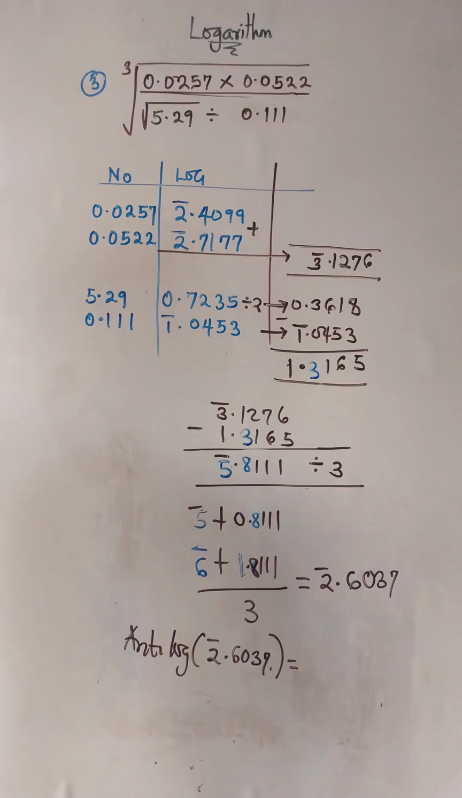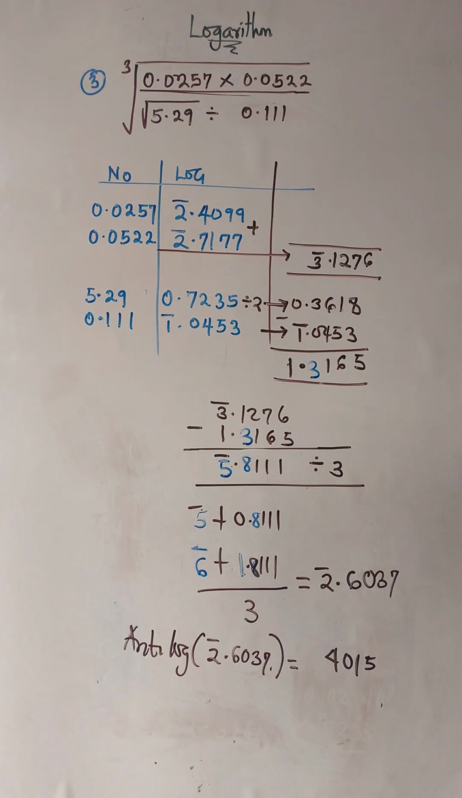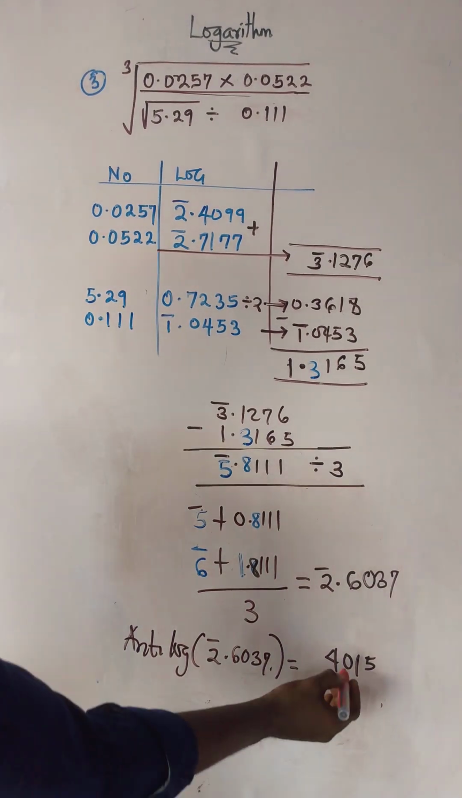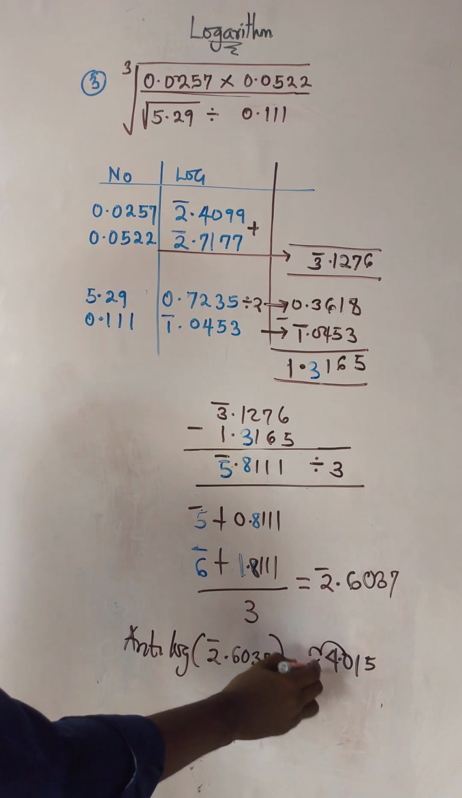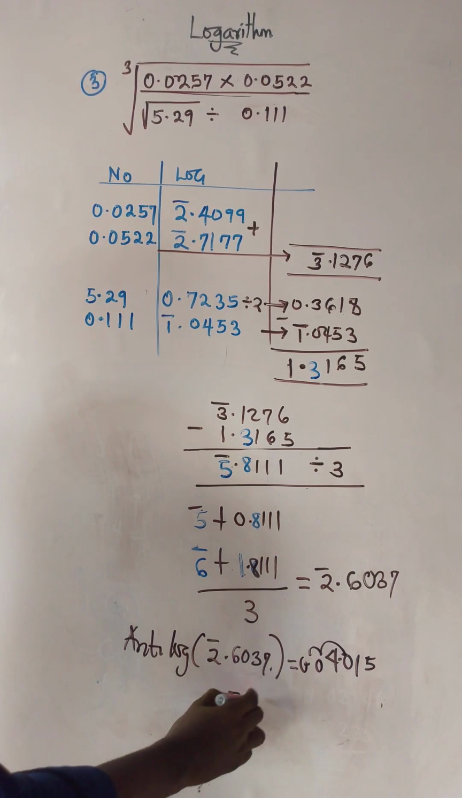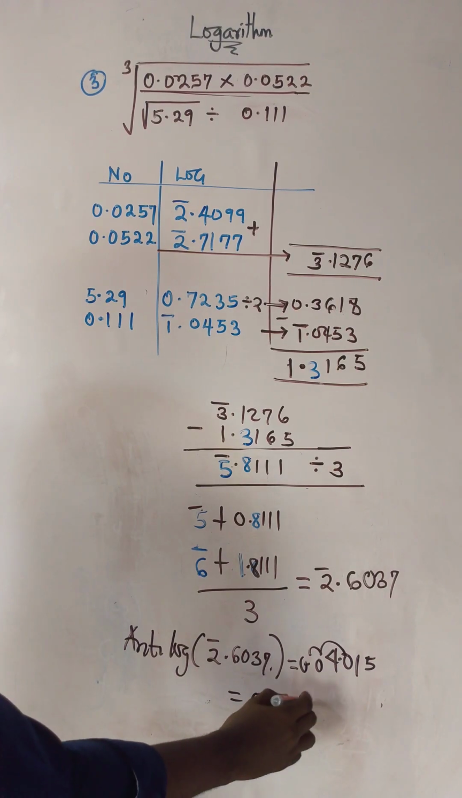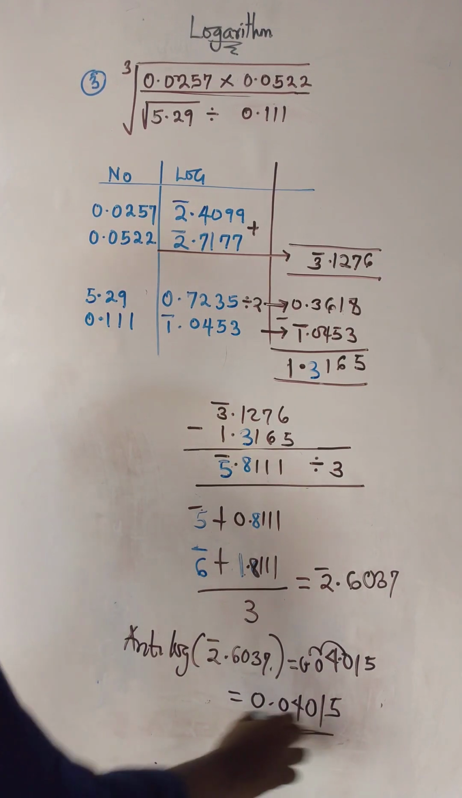So this time around, I hope no error. Let's look for the antilog. 60 under 3 difference 7. We will get 4015. Decimal point is originally here. Then we shift twice backward, 1, 2. So the final answer is 0.04015 as the final answer.